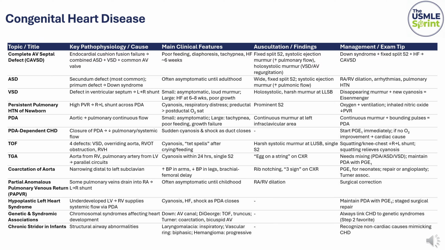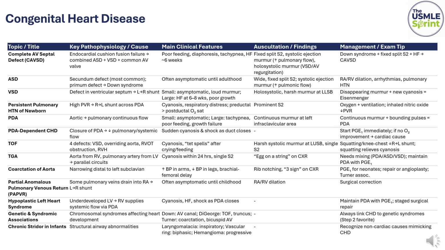These babies are dependent on a mixing shunt, a PDA, VSD, ASD, or patent foramen ovale, to get any oxygenated blood into systemic circulation. They're usually present within the first 24 hours of life with profound cyanosis and tachypnea. You'll often hear a single S2, and the chest X-ray shows a narrow mediastinum, the classic egg on a string. Definitive diagnosis is made by echocardiogram, and initial management is prostaglandin E1 to keep the ductus open.